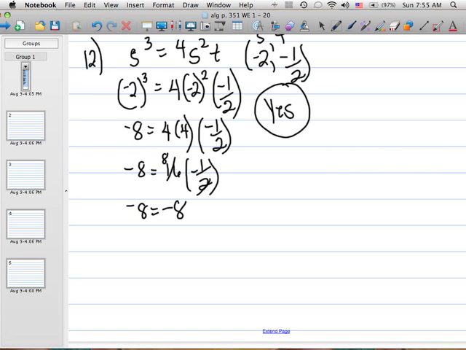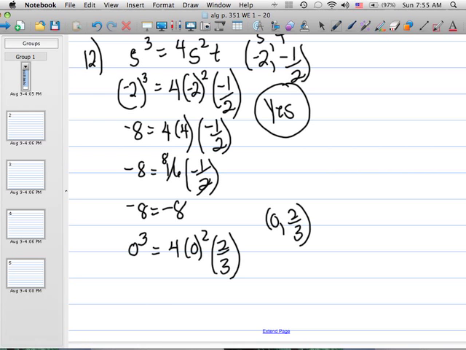And the last ordered pair to check is 0, 2/3. So for s, we put in 0 and we cube it, equals 4 times 0 squared times t, which is 2/3. Well, since 0 times anything is 0, that definitely works, so that's a yes. And then the last part, we're to solve each equation if x and y are whole numbers.